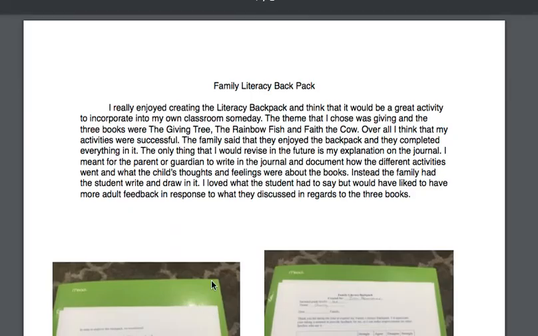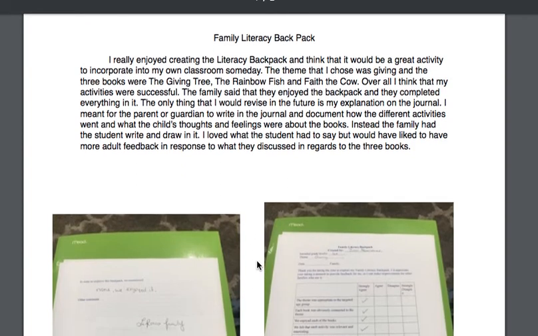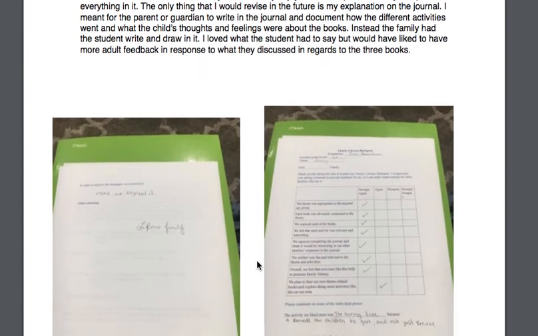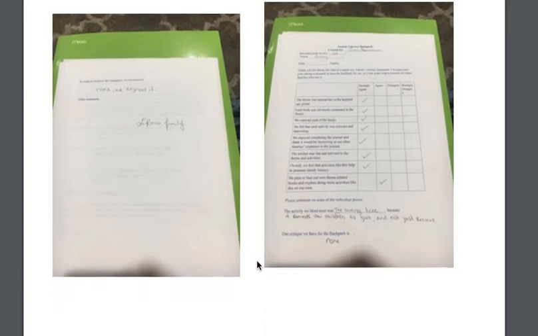Here is the PDF that I submitted for my family literacy. This is the form that they gave us. My family completed all of my activities. They didn't give me a lot of feedback. They said that they really enjoyed everything, and they didn't give too many critiques.